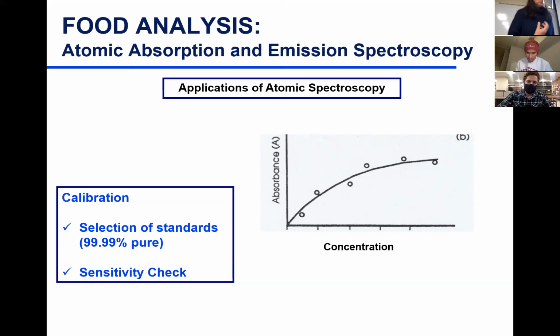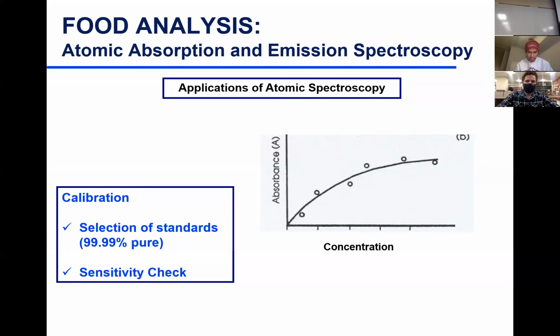So when you determine a concentration using absorption or emission, you really need standards. So you need pure standards that you prepare in a similar solution, a similar acidic solution, to what you would prepare your sample in. And then you prepare your standards at different concentrations, measure the absorptions of these standards, and plot the standard curve.